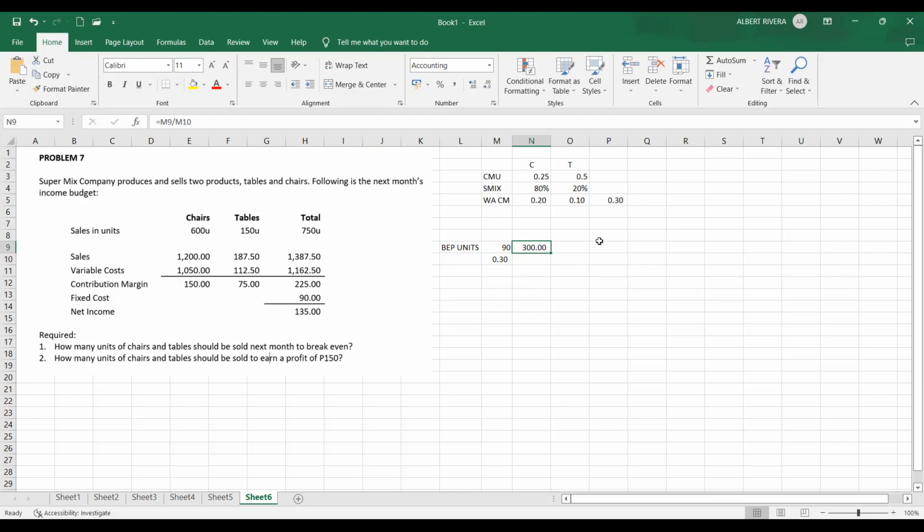But if you're asked, what is the specific number of tables and chairs that should be sold to break even? So you will now use the corresponding sales mix. The sales mix for chairs is 80%, and the sales mix for tables is 20%. Meaning, out of this 300, 80% belong to chairs, which is 240, and 20% are for tables.